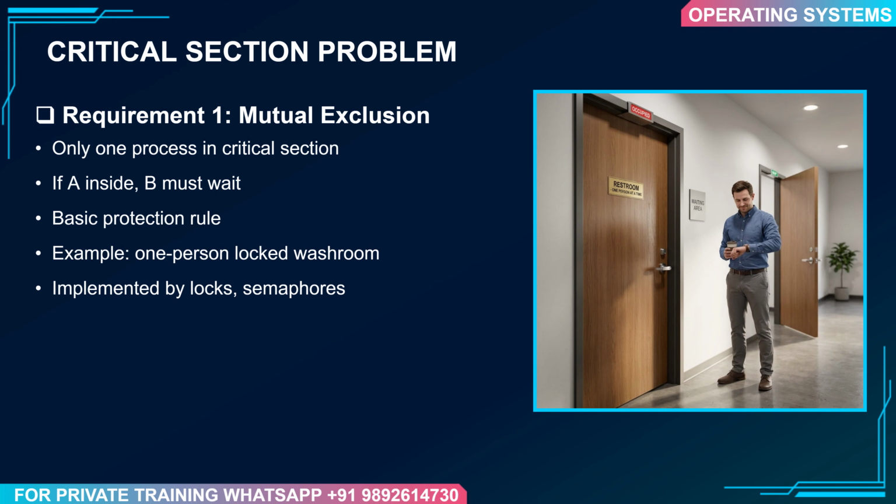Now, the big question becomes this: what should a good solution guarantee? The first requirement is mutual exclusion. This means only one process can be inside the critical section at a time. If process A is updating shared data, process B must wait. This is the most basic rule. Without mutual exclusion, there is no protection at all.